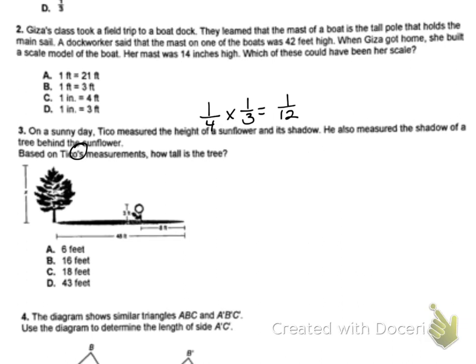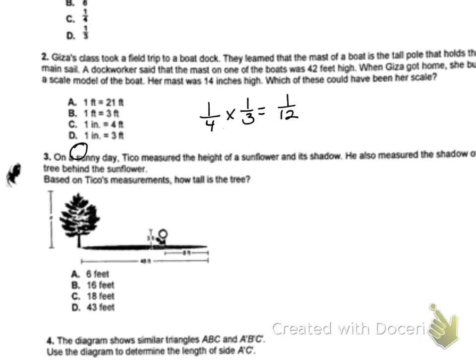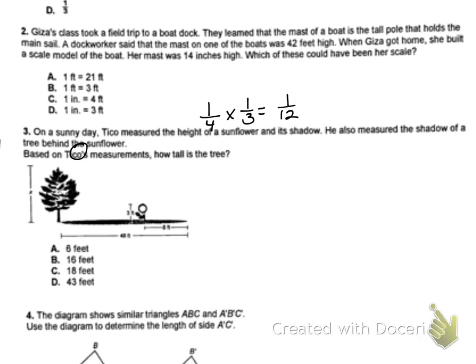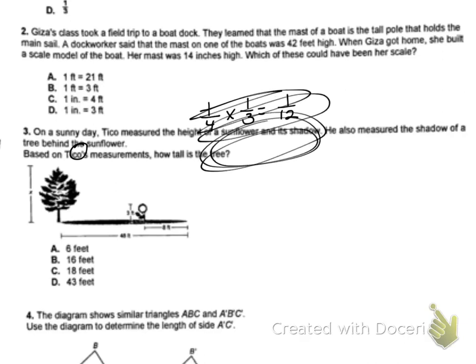All right, next. Oops, there we go. I'm assuming that's Giza's class took a field trip to a boat dock. They learned that the mast of a boat is the tall pole that holds the main sail. The dock worker said that the mast on one of the boats was 42 feet high. When Giza got home, she built a scale model of the boat. Her mast was 14 inches high. Which of these could have been her scale?